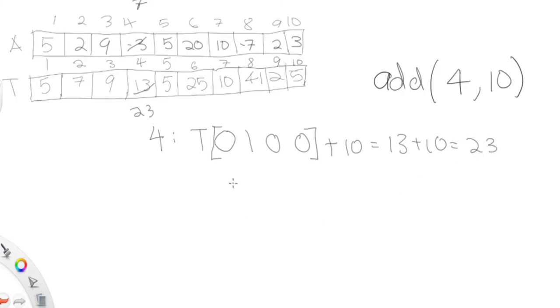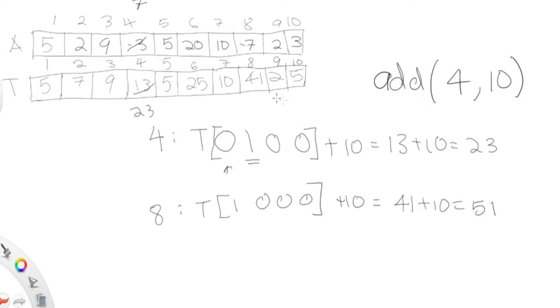Now we are going to set the bit at the far left. We're going to keep setting the bit at the far left and add 10 to those values also. Originally this bit is set at 4. So now we're going to set this bit, so that's t of 1000, which is 8. We're going to add 10 to this. t at 8 is 41, so 41 plus 10 is now 51.